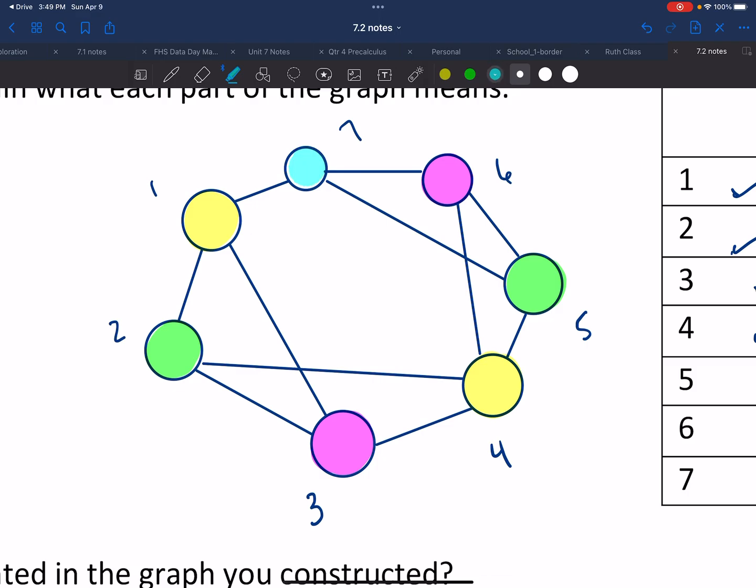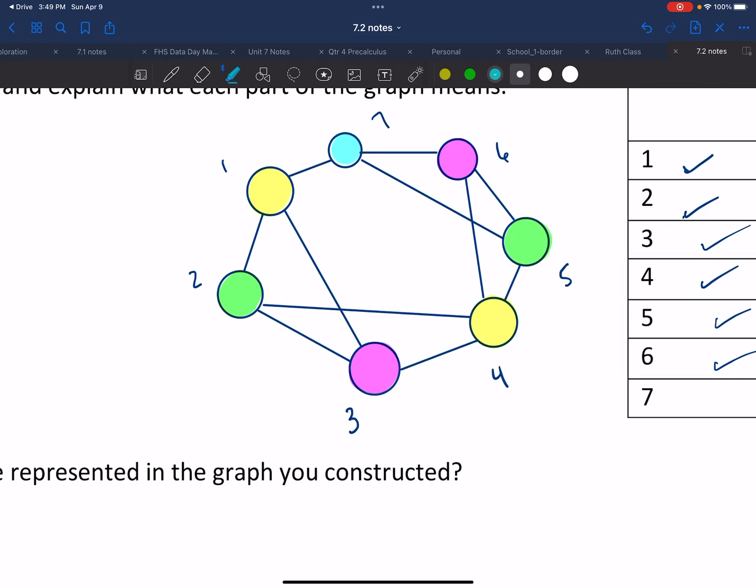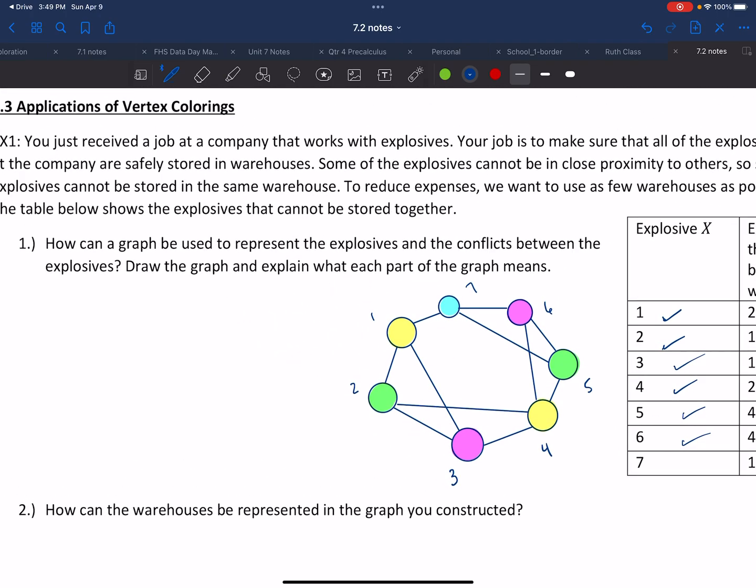Okay, so those are our colors, and they will not be duplicated, meaning you don't have two adjacent ones that are the same. Let's see here. We drew our graph. Explain what each part of the graph means. Okay, so let's go ahead and write what those are.